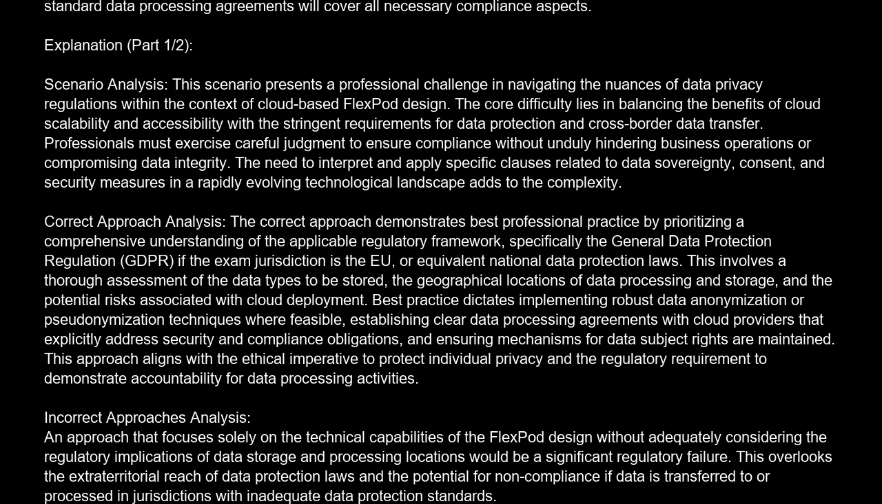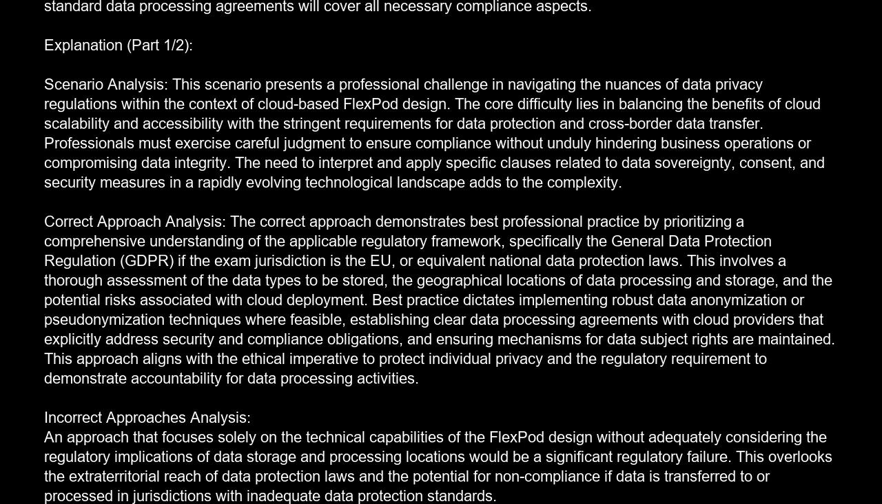This involves a thorough assessment of the data types to be stored, the geographical locations of data processing and storage, and the potential risks associated with cloud deployment. Best practice dictates implementing robust data anonymization or pseudonymization techniques where feasible, establishing clear data processing agreements with cloud providers that explicitly address security and compliance obligations, and ensuring mechanisms for data subject rights are maintained.